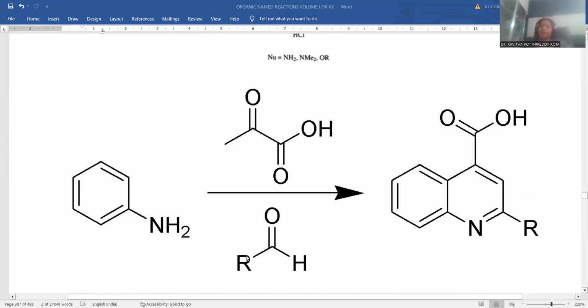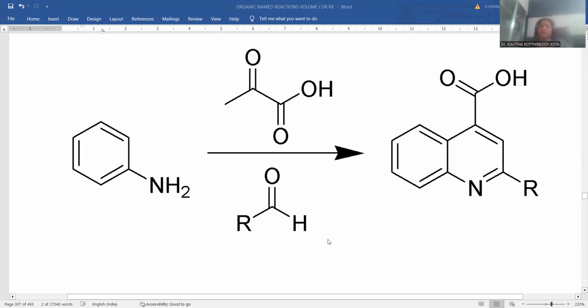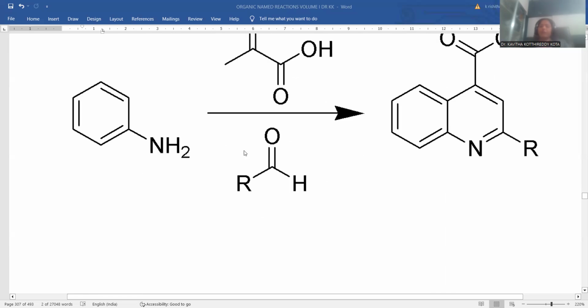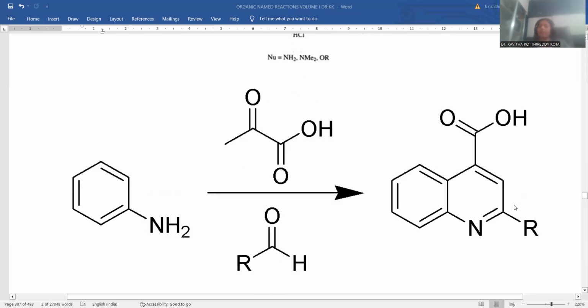Here is another example pertaining to the Doebner modification process. I am taking aniline and treating it with an alpha keto carboxylic acid, just like this. One more molecule is requisite, which is an aldehyde. First of all, the aldehyde is going to react with this aniline. There is a formation of imine. Later on, it will be treated with that one in order to make up this quinoline molecule.